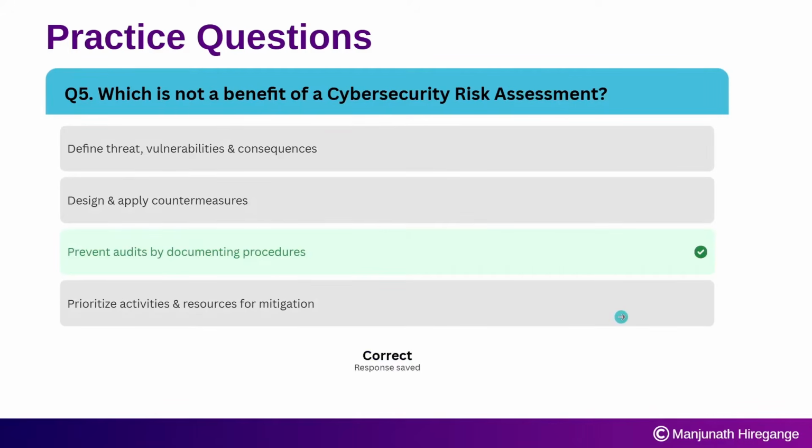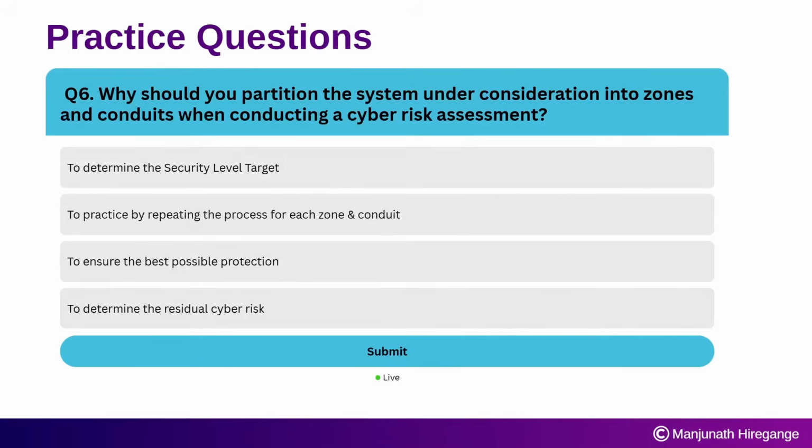The reason is that cybersecurity risk assessment identifies the risks and mitigation strategies, but it does not prevent audits. Audits are a necessary process to ensure your compliance and security effectiveness. Why not the others? Because they are defined benefits that are part of cybersecurity risk assessment: threats and vulnerabilities, designing and applying countermeasures, and prioritizing activities and resources for mitigation. All these are part of cybersecurity risk assessment. So hence the answer is C.